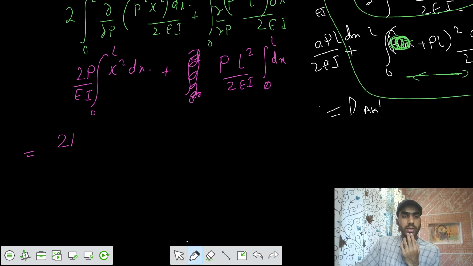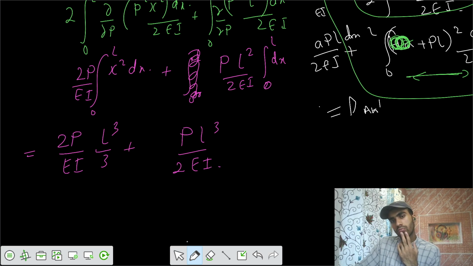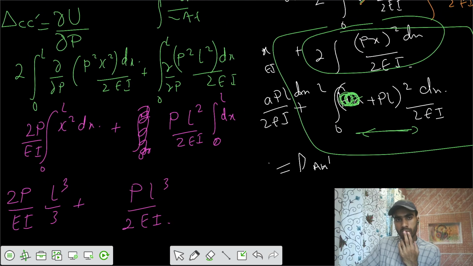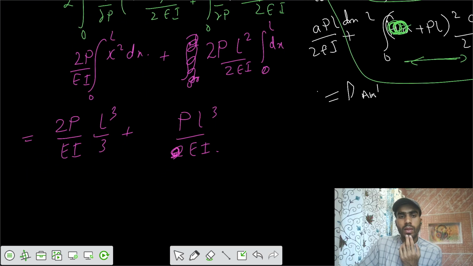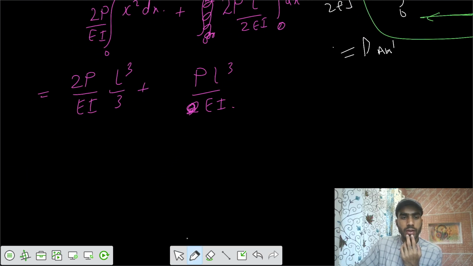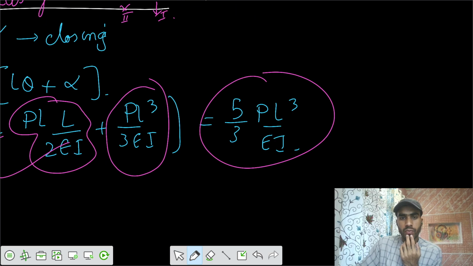So your value here comes out to be P by EI and L³ by 3 plus PL³ by 2EI. Is it 2 here? It should not be 2, because when you differentiate, the power 2 would come down. So finally it would remain as PL³ by EI. So finally you are left with 2 by 3 plus 1, that's 5 by 3 PL³ by EI. So delta CC dash is also the same value which we got earlier, 5 by 3 PL³ by EI.